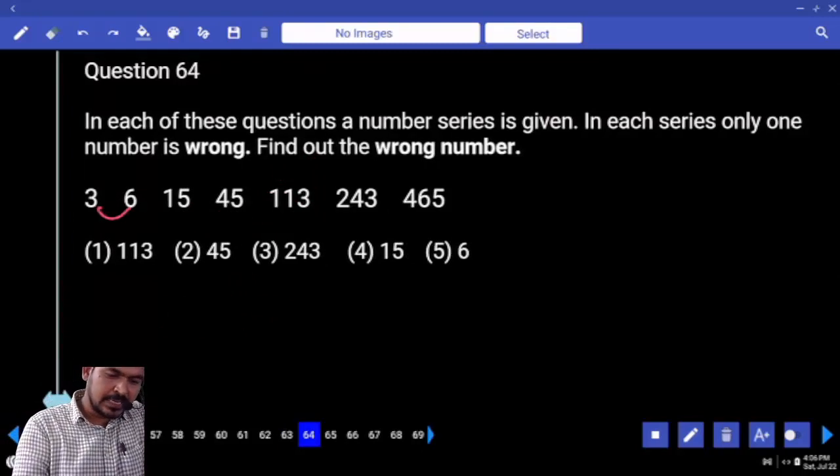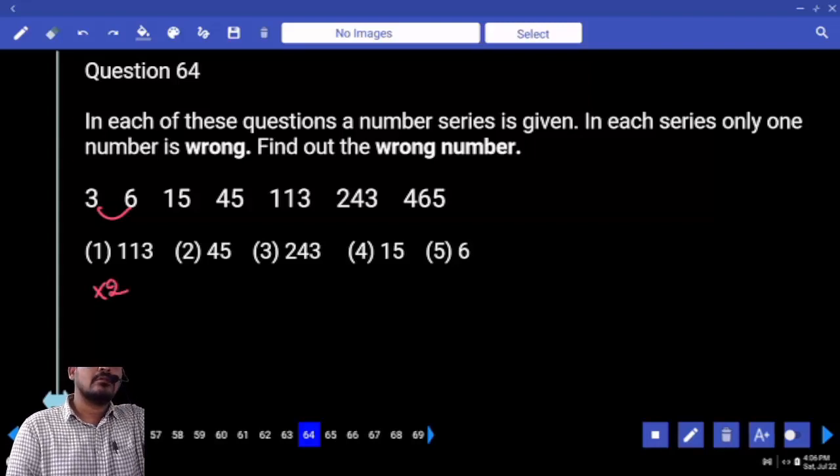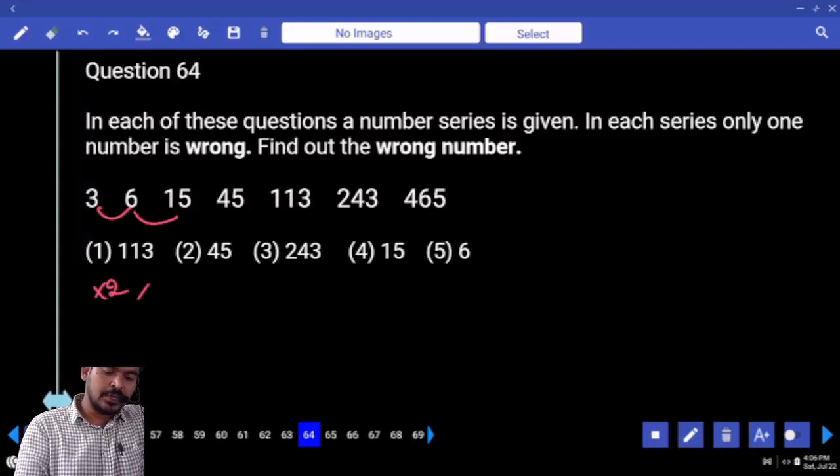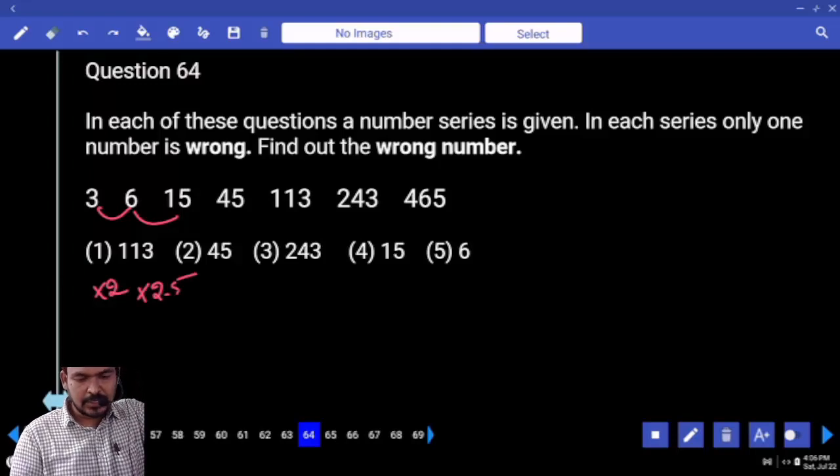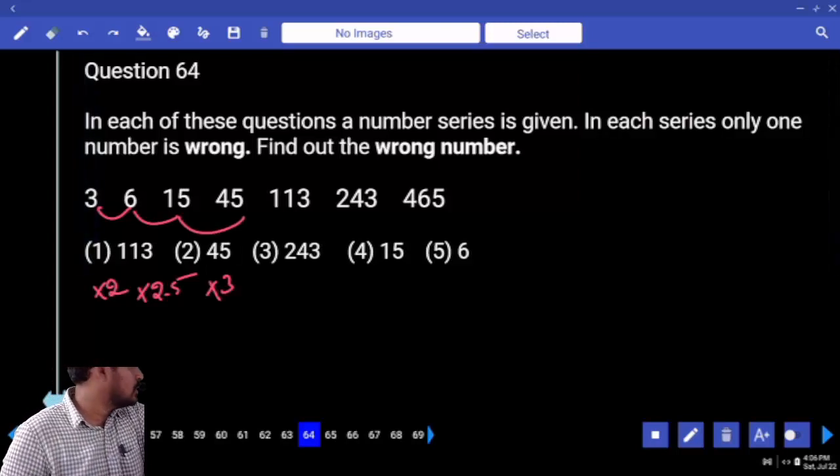Next question number 64. 3 becomes 6: into 2. 6 becomes 15: into 2.5. 15 becomes 45: into 3. But the next one is into 3 and a half. 45 is 3 times, 3 and a half times how much? Just check the ratio. 15 times 3 is how much?